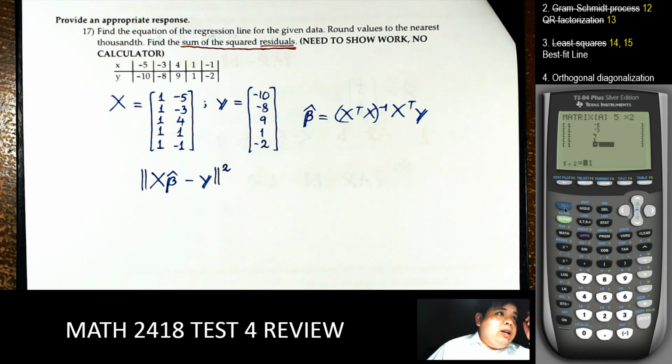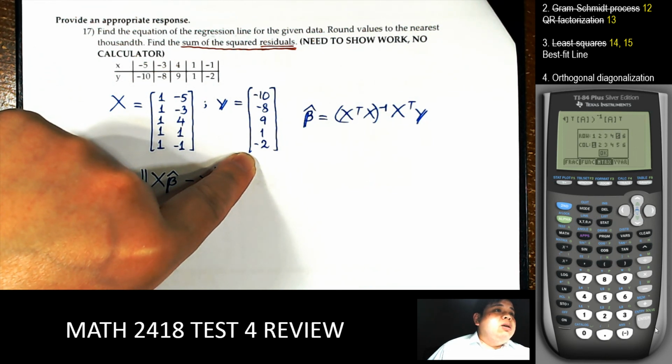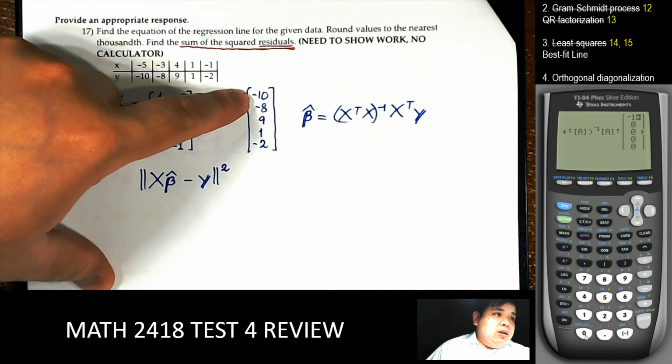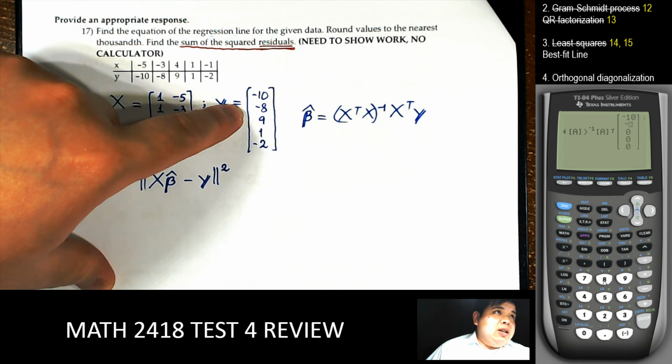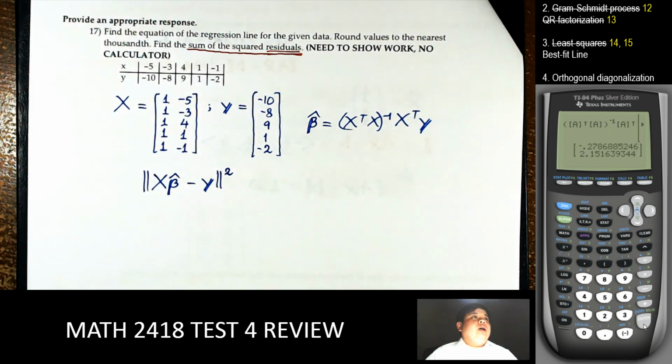We start matrix A. All right, and then the X transpose X inverse times X. We did that earlier, so just copy and paste this one. It's not 4, 2, and 1, but it is that. Five, negative 10, negative 8, 9, 1, and negative 2. All right, so we have something like that. If we have math, change fraction.